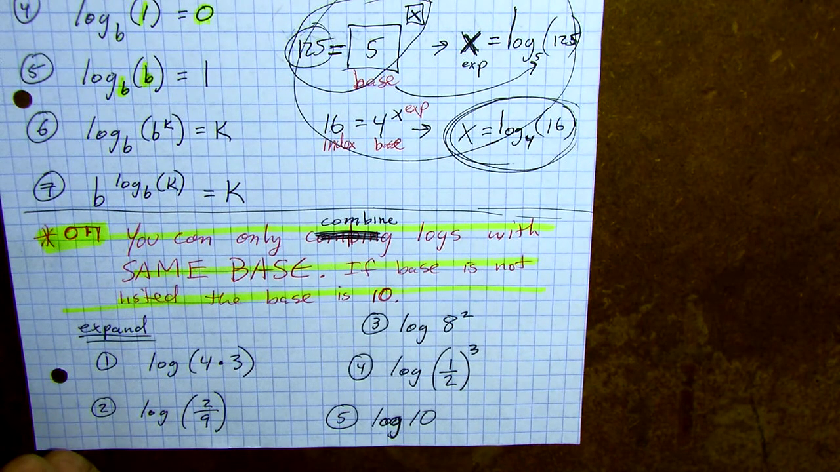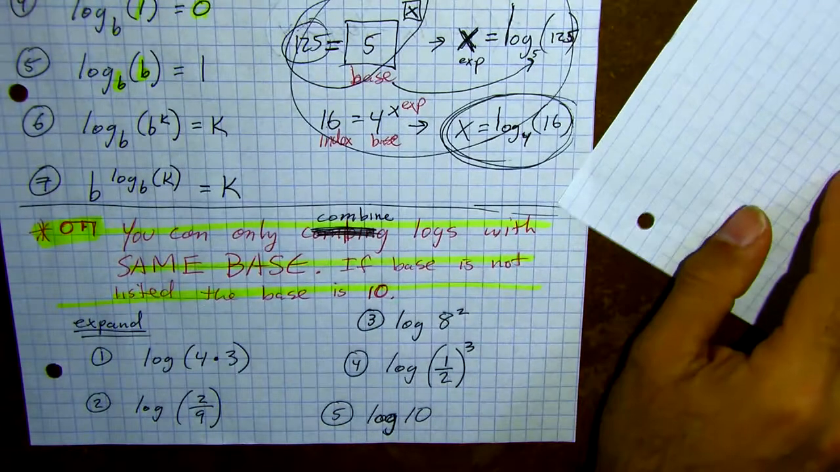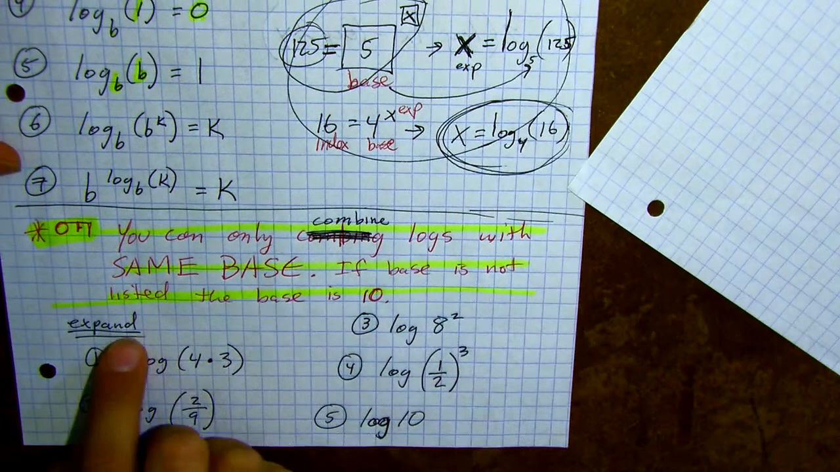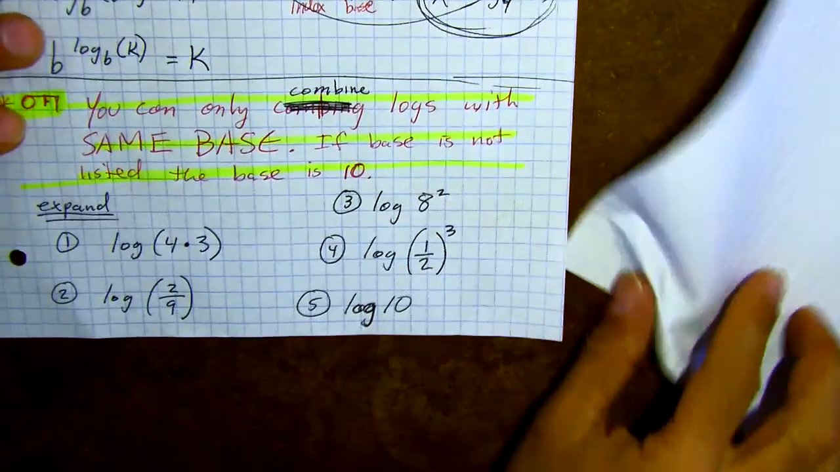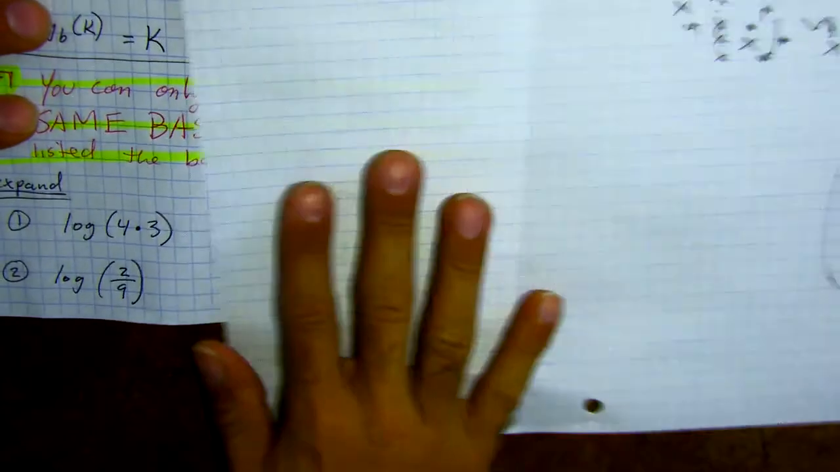So we're going to work our way through some of these, and remember today we're just converting, we're just expanding, and then on the back we're going to have some condensing. Okay, so let's look at this right now. Let's look at expanding this number 1 here.